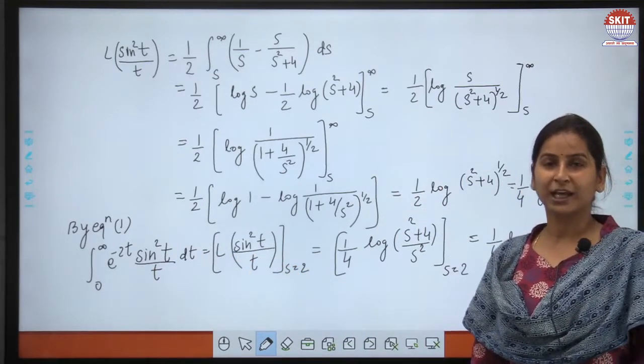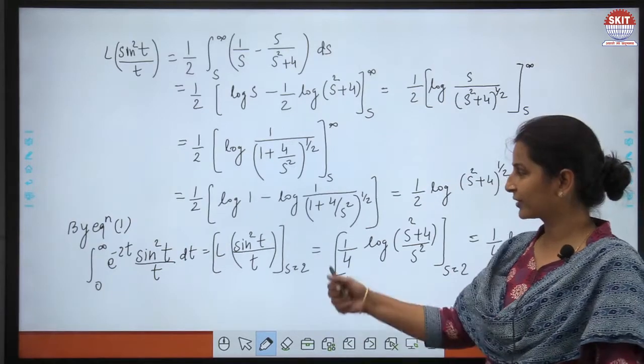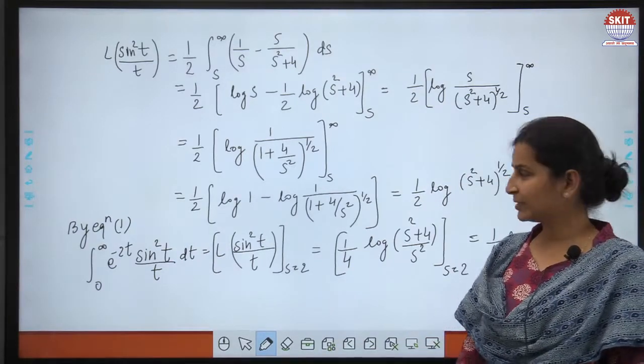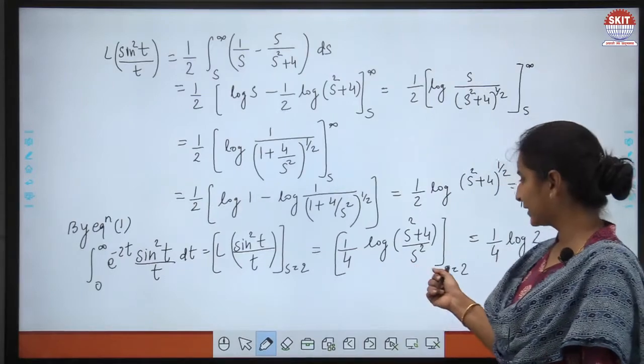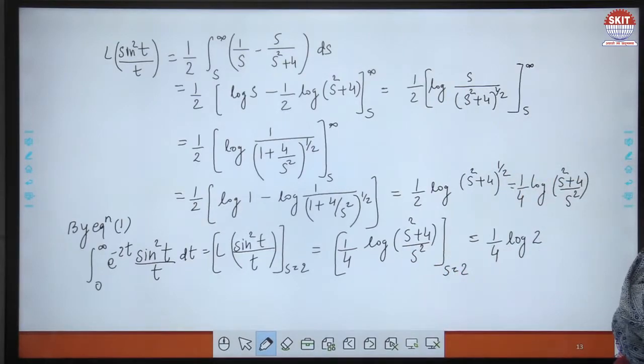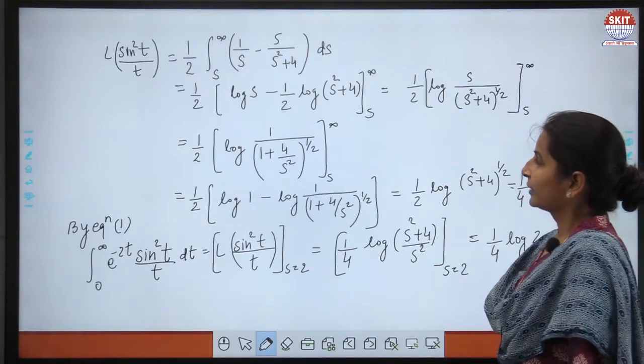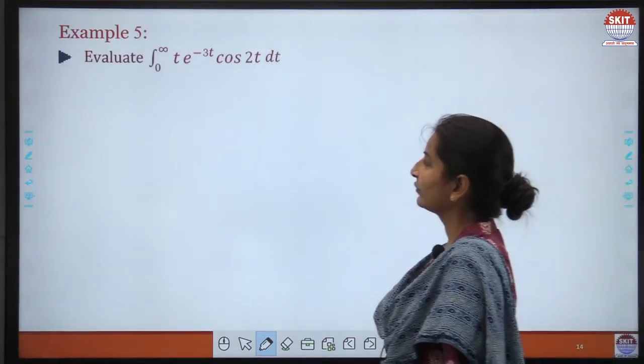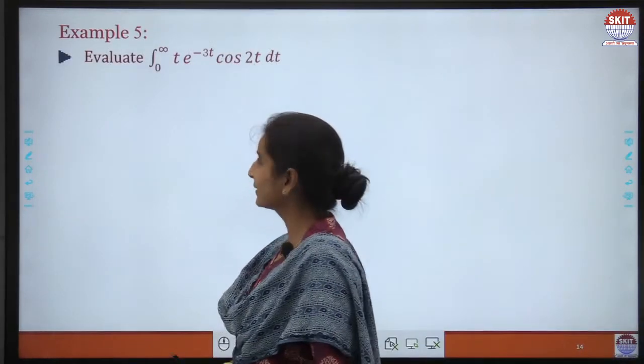So again here we have used the transform of elementary functions and then the division by t property to evaluate this integral, where we have finally replaced s with 2. Taking one more example, we have to evaluate this integral.